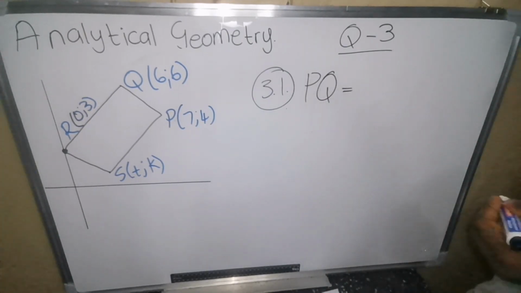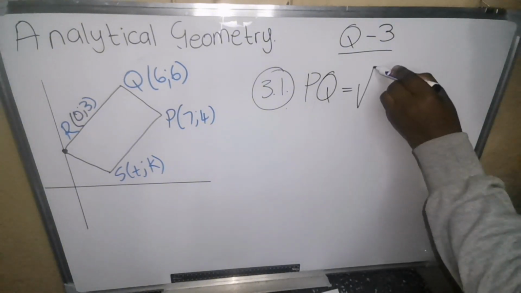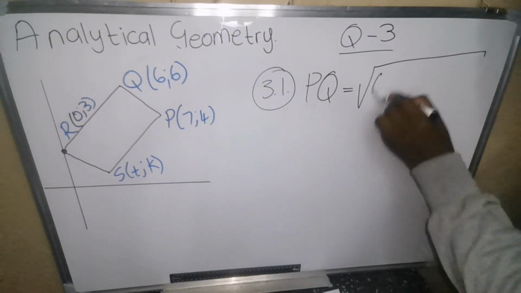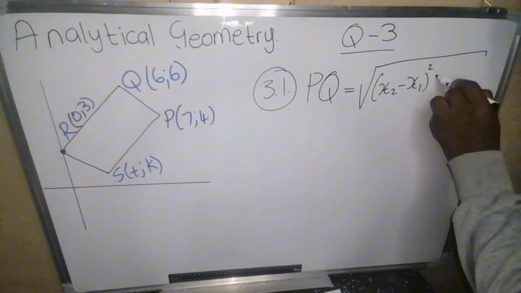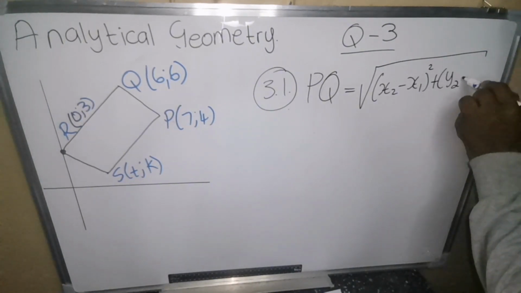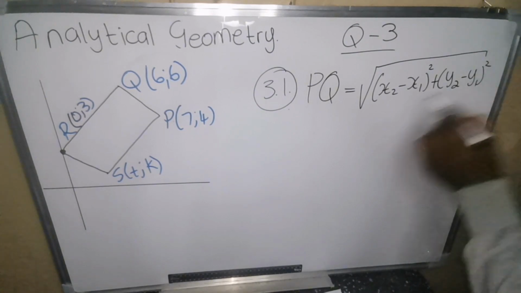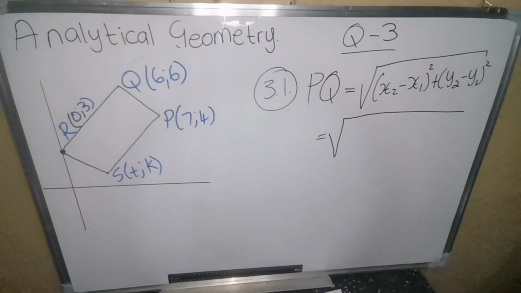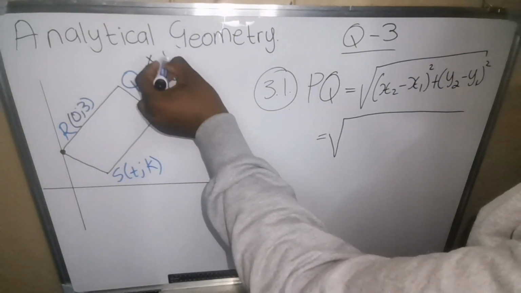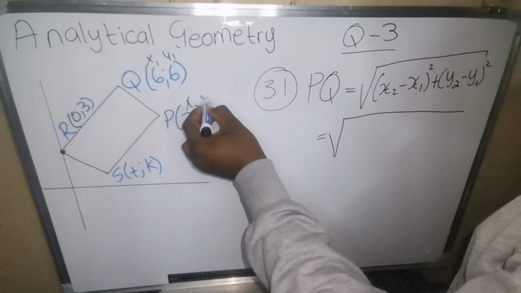Any question that talks about the length, you must just say square root of x2 minus x1 squared plus y2 minus y1 squared. Thank you, guys. That was simple. Then you just label your coordinates there. You can just say x1 y1, x2 y2.